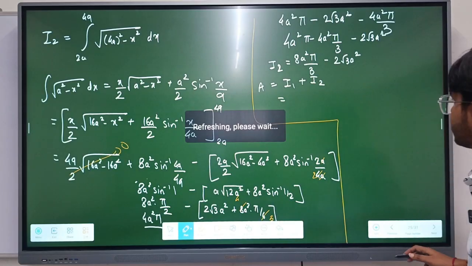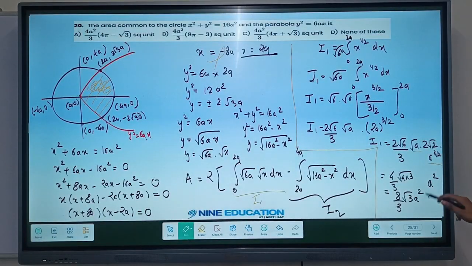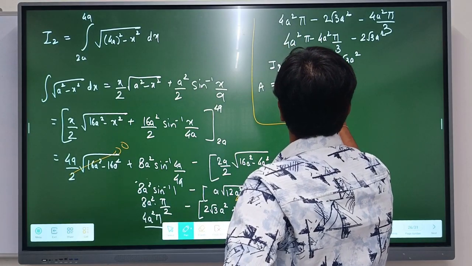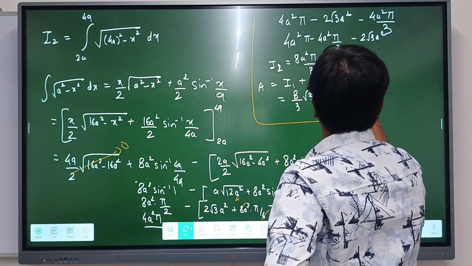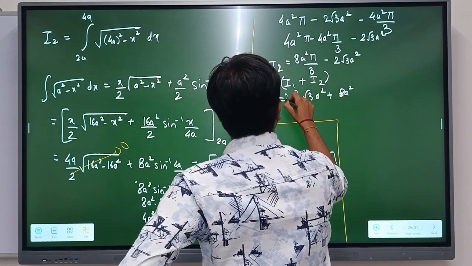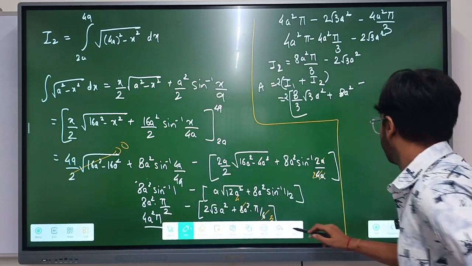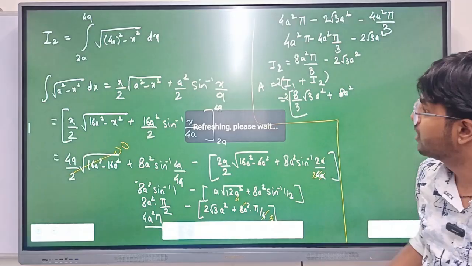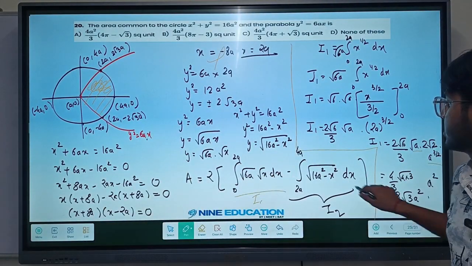I1 we got it as 8 by 3 root 3a square plus 8a square. 2 times I1 plus I2, sorry. Area was 2 times I1 plus I2, right? Upper part plus lower part. 2 times I1 plus I2.